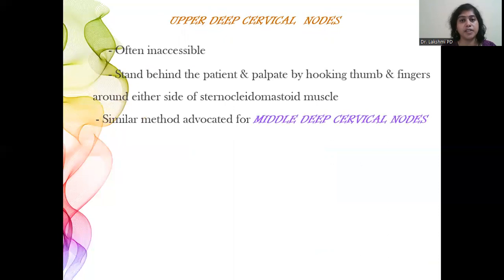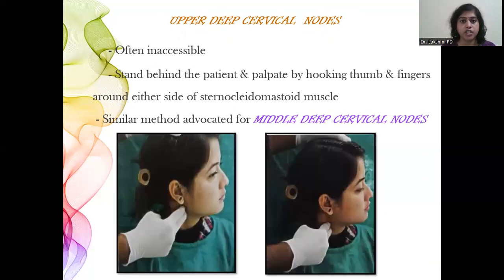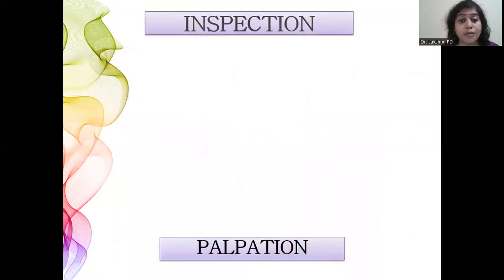The next comes your upper deep cervical lymph nodes as well as your middle deep cervical lymph nodes. They're usually inaccessible. However, in case they are very large in size, you can palpate them by standing behind the patient and hooking the thumb and the fingers around on either side of the sternocleidomastoid muscle, like this. You can use a rolling motion for your upper deep as well as your middle deep cervical lymph nodes. So this is all as to how the examiner stands and palpates.